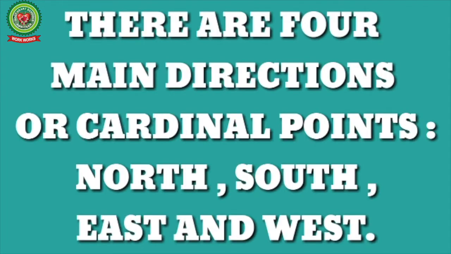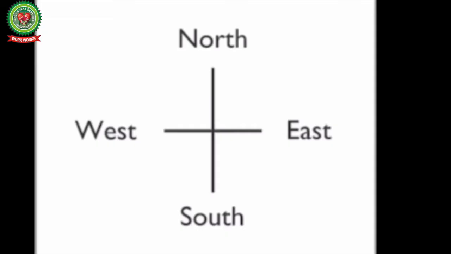Now children, there are 4 main directions or cardinal points, that is north, south, east and west. Let us understand it through a diagram. Children, this is the diagram of 4 cardinal points or directions. Above all we have north, below, opposite to it, we have south, then towards our right we have east and towards our left we have west.